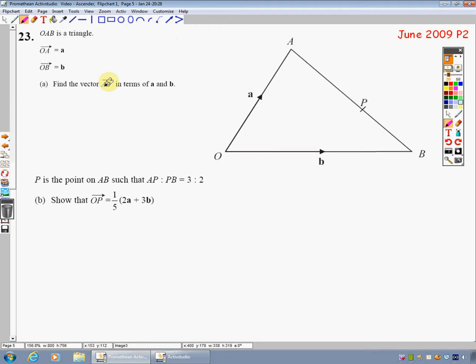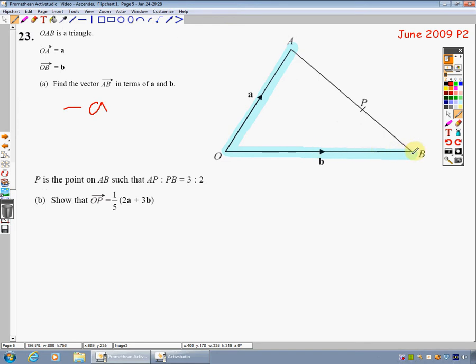So to get from A to B, we're going to have to go down here, and then all the way along here. And we're going to end up from A to B. So that's how we're going to write that out. We've started at A, we've gone down to O, but we've gone against my arrow, so it's going to be minus A, and then I've gone with my arrow to B, so it's going to be plus B. Perfect, just a nice quick answer there.